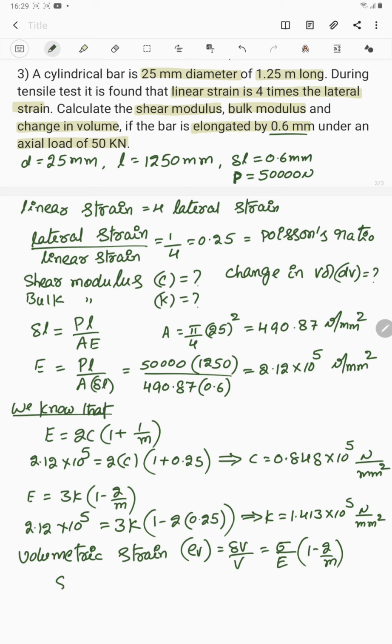From this, the change in volume delta V equals V into sigma by the Young's modulus into 1 minus 2 by m. Volume is pi by 4 into D square, 25 square, into L, which is 1250, into stress, the normal stress. You need to find the stress.